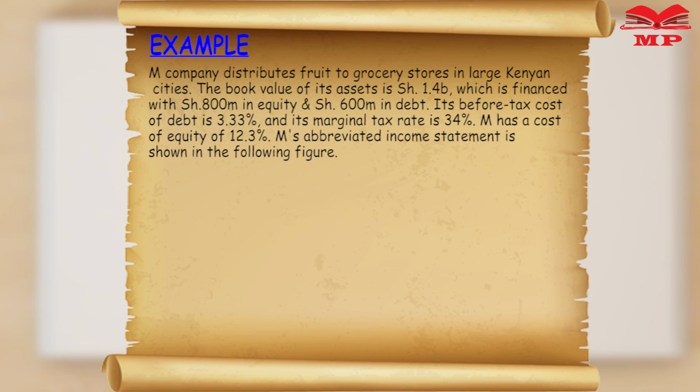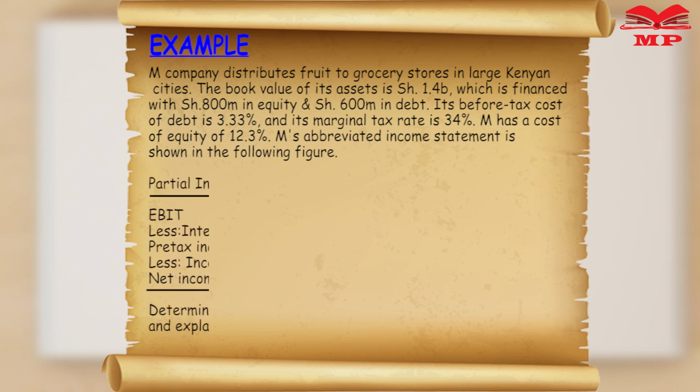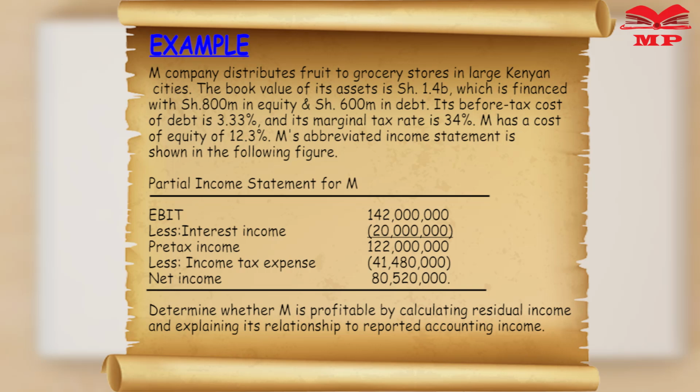EMS has a cost of equity of 12.3%. EMS's abbreviated income statement is shown in the following figure. We can see the EBIT is 142 million, less interest expense, which gives a pre-tax income of 122 million. Less the income tax expense of 41,480, you get the net income of 80,520,000.